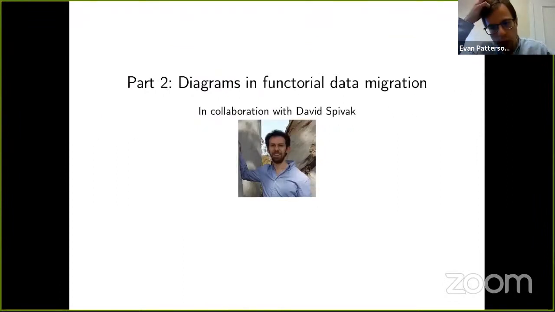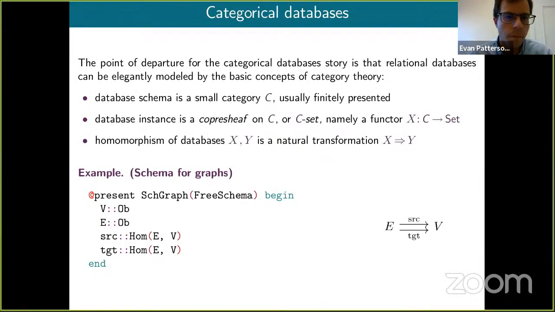Okay, so in the first part of this talk, I'm going to talk about the role played by diagrams in functorial data migration. This part of the talk is in collaboration with my colleague here at Topos, David Spivak. Many of you have probably heard a bit about the categorical databases or functorial data migration story, but let me remind you what this is about.